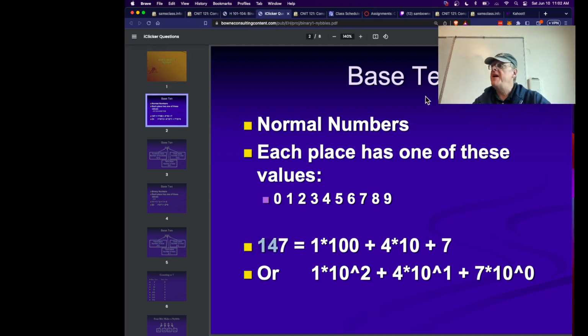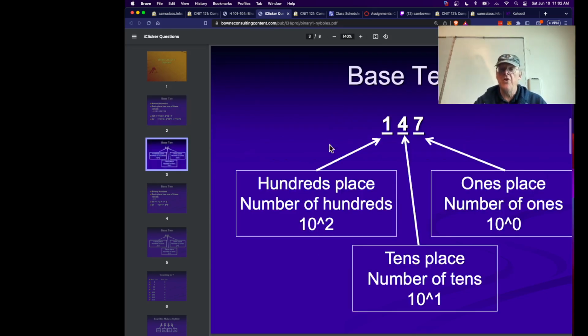So you call this base 10. There are 10 symbols, and this number is 10. Each digit to the left is 10 times more important than the one before it. So that's what you have. Number of hundreds here, number of tens here, and number of ones here.